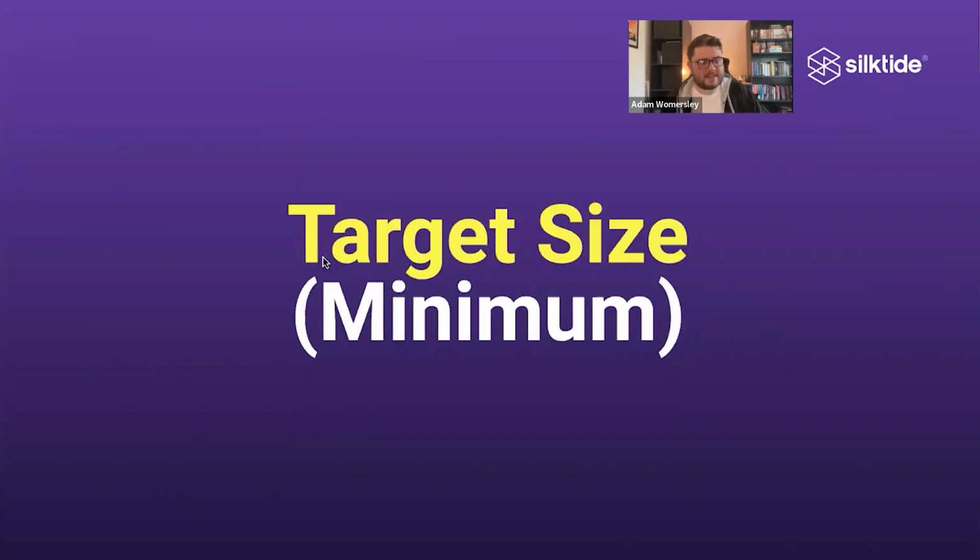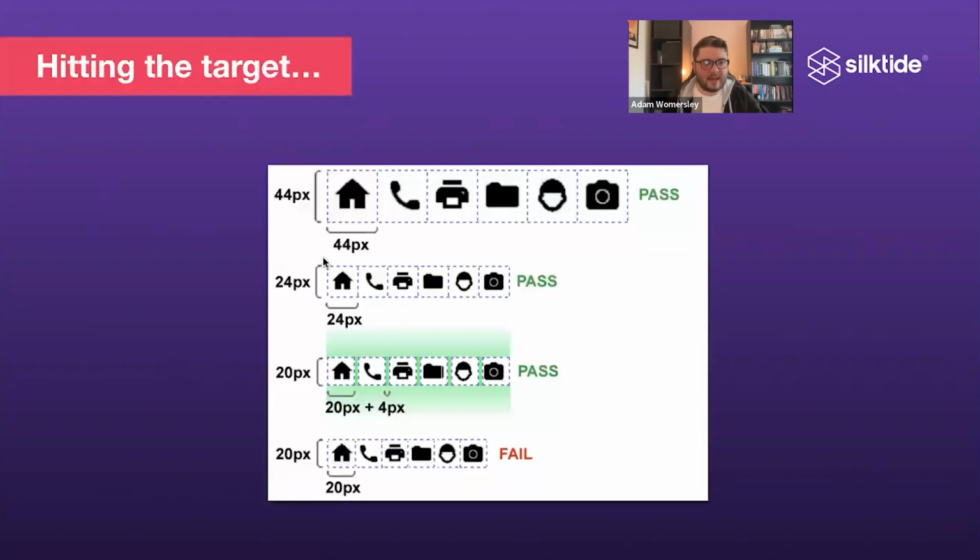Target size. So this is the next one that we're going to talk about. And this one is about making things easy to tap on mobile or click with a mouse. So there's a number of things going on here. Starting on the second one down, we can see how 24 CSS pixels for each icon is acceptable. That's big enough to be considered accessible, to be able to tap on easily.